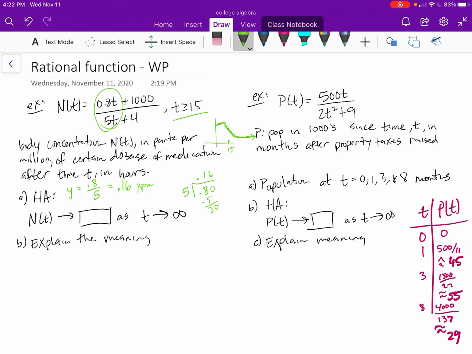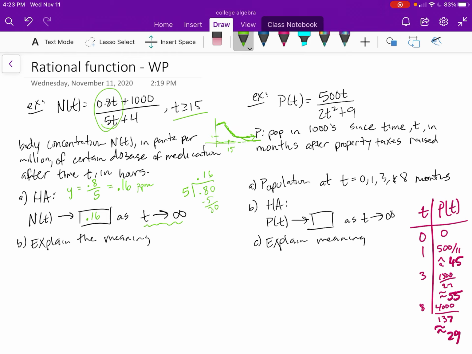So therefore, if we were to graph this thing, it never really hits 0, right? It's slightly above. I mean, if this is 1, 0.16 is way down here. It's barely greater than 0, a little more than a tenth. So oftentimes, though, they will write it like this: n of t approaches what as t approaches infinity. And this is a pre-calculus slash intro to calculus concept called a limit. As t approaches infinity, this concentration will approach 0.16 parts per million.